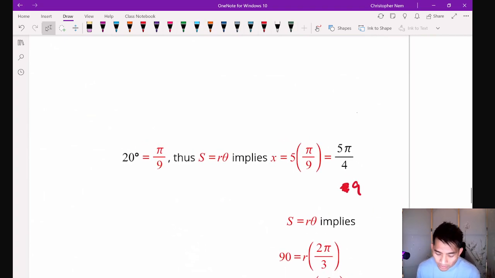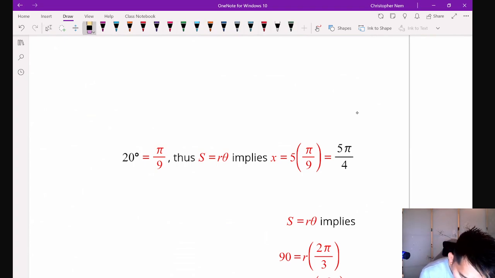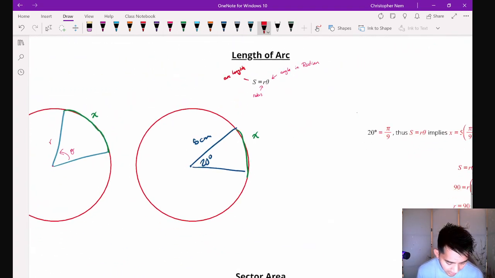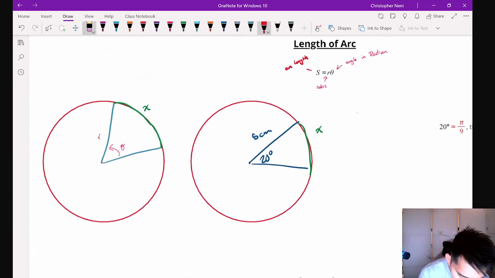Now using our formula, this means the arc length S, which I call x in this case, is 5 times pi over 9, which is 5 pi over, it shouldn't be 4, it should be 5 pi over 9. I don't know why I messed that up. Oh well. Boom. Alright, so let's do another example of this. What if instead I had, let me erase this now.